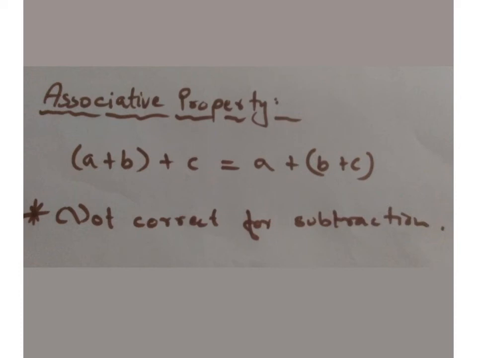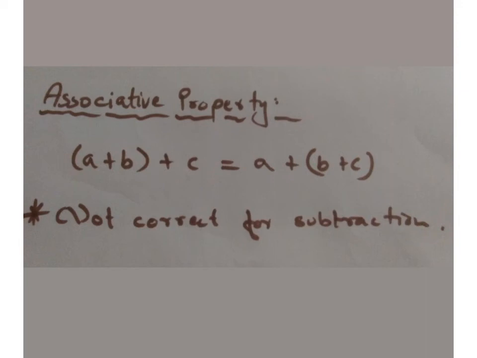That is the associative property. So in associative property, we are considering three integers again. The first integer is A, the second integer is B, and the third integer is C. So the associative property actually says when you add three integers, the answer will be same irrespective of the order of their addition.